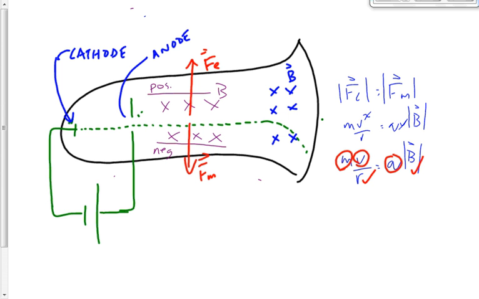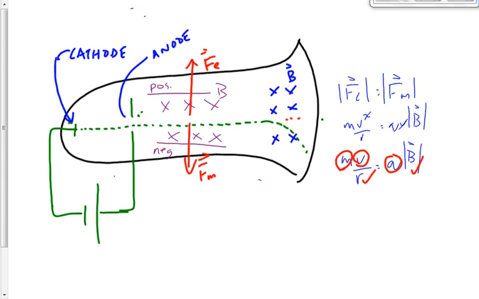Sometimes one of these forces is bigger than the other. If the particle is going too fast or too slow, then one of these forces will be bigger than the other, and the particle is either going to be deflected upwards to here or downwards to here. We don't care about those particles. We care about the ones that go straight through, the ones that enter this main chamber over here straight on.